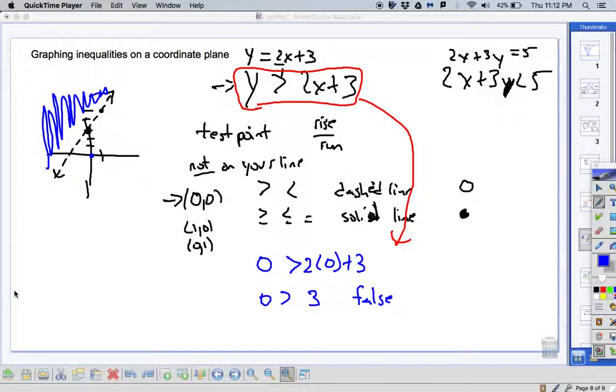Step 1, graph the line as normal. Step 2, decide if it's a dashed line or a solid line. Step 3, use a test point. Find out if it is true or false. If your test point is true, shade the side with the test point. If your test point is false, shade the other side. And that's what you're going to do. Nice, easy steps. Let's do it one more time for you.